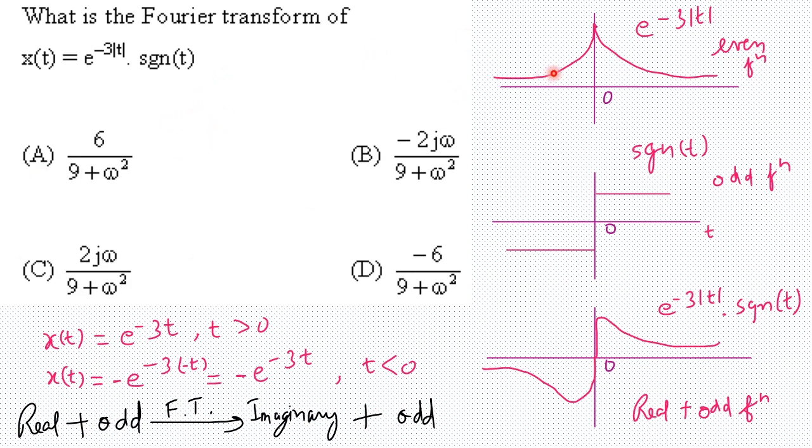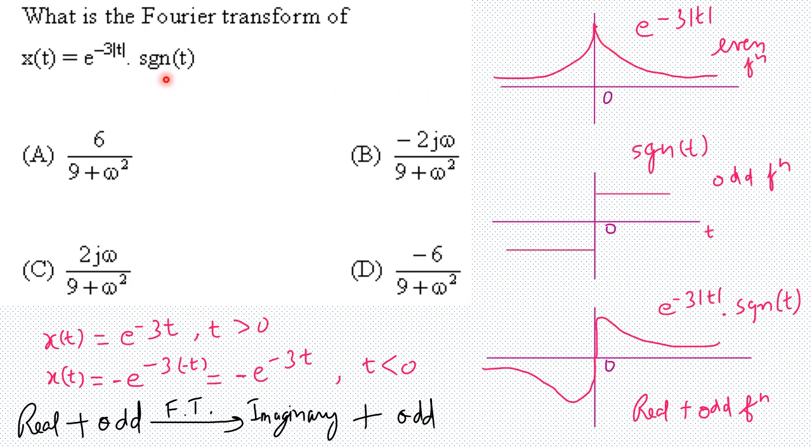So let us first draw these signals, because it's a combination of two signals. So e power minus 3 mod of t is drawn like this. This is for both t less than 0 and for t more than 0. You can notice one thing here, that it's an even function. Even function means for t negative or t positive, the signal value is the same. So this is an even signal.